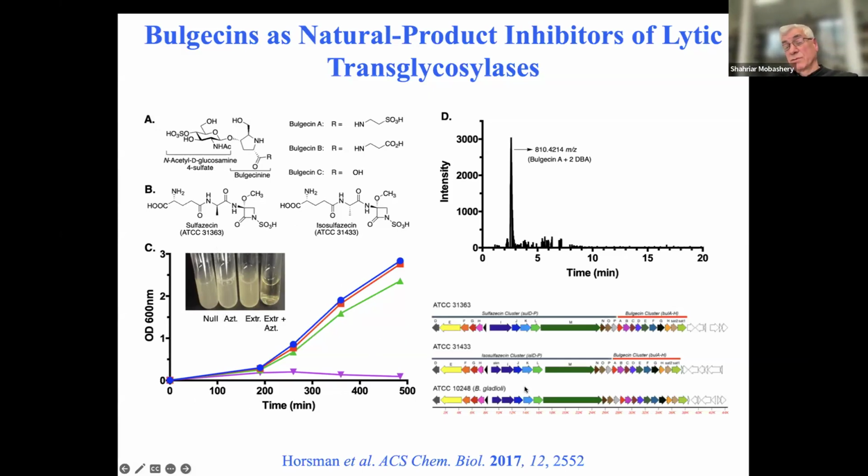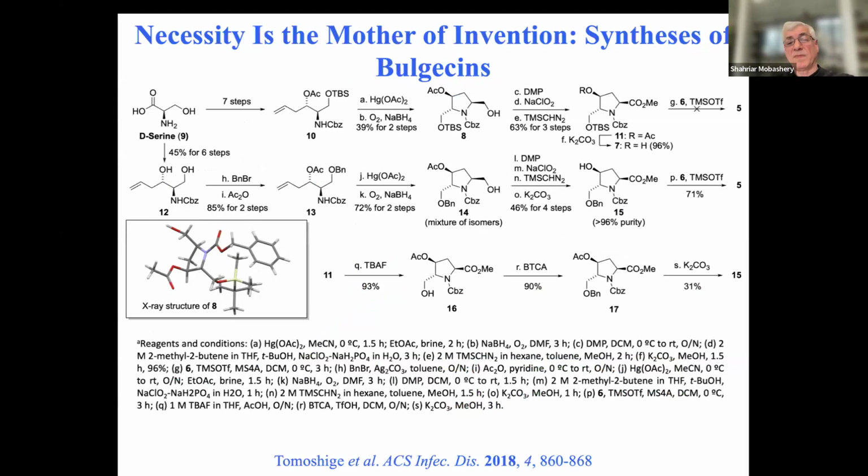Mark went on to do whole genome sequencing, and a very interesting observation that he made was that the cluster for beta-lactam biosynthesis, in this case sulfazecin, this compound, is adjacent to the bulgesine biosynthetic machinery. In all likelihood, this organism prepares the two natural products simultaneously, and they're regulated simultaneously.